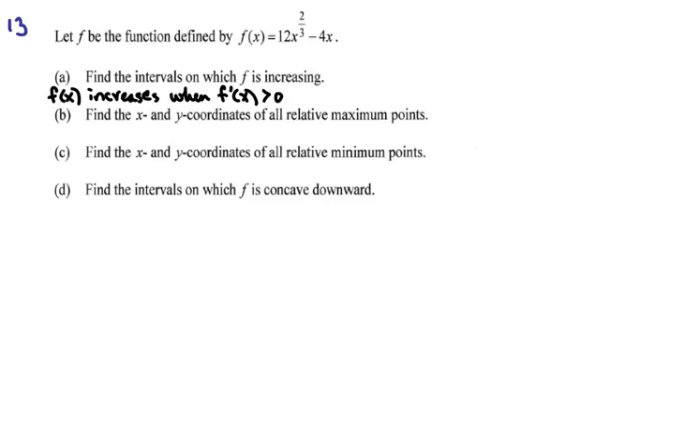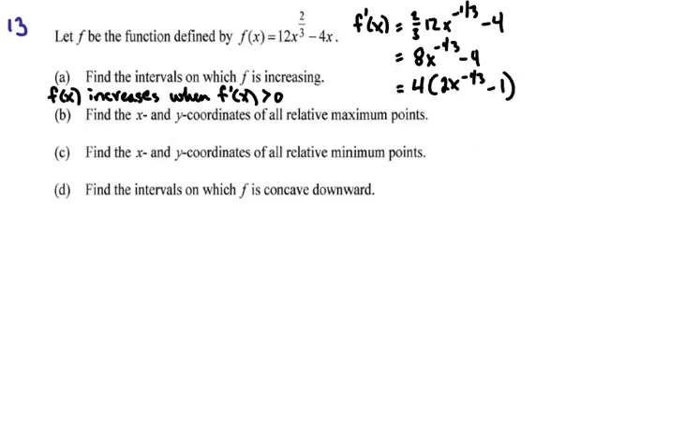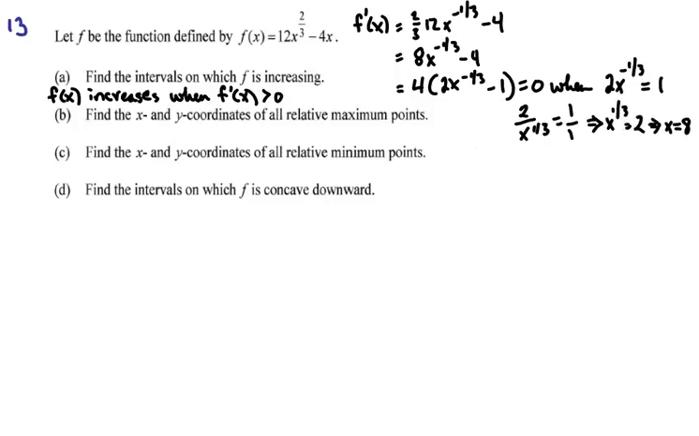Okay, so we'll find the first derivative, and it is 2/3 times 12 times x to the negative 1/3 minus 4. And that is 8x to the negative 1/3 minus 4. Factoring out a 4, we get 4 times the quantity 2x to the negative 1/3 minus 1. We set that equal to 0, and that will be true whenever 2x to the negative 1/3 is equal to 1. If we made that into fractions and cross multiply, that will be true whenever x to the 1/3 is equal to 2, and that will happen whenever x is equal to 8.